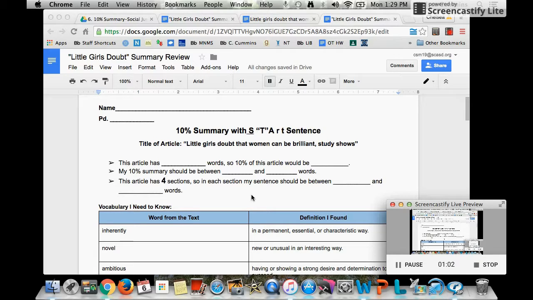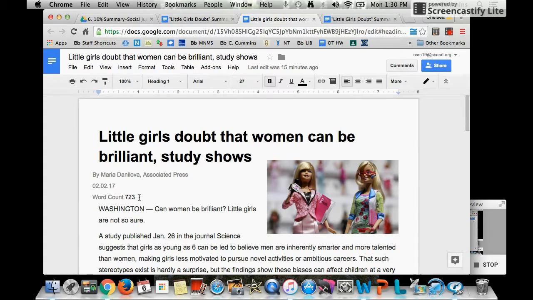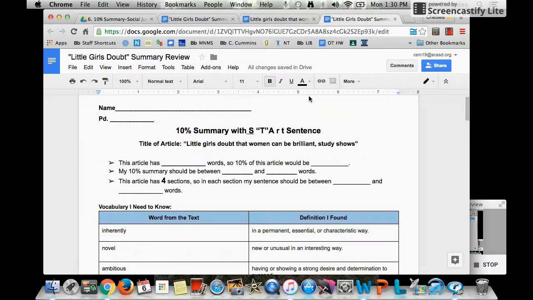It's really important for you to know this up front so that you know what you're looking for in each section, or you can break it up into sections, which I did for you in this case, but you'll have to do on your own in other cases, as well as to know how many words you can have in each section. So this first one says, this article has blank words, so 10% of this article would be. And what's really nice is that these articles give you the word count. So you can see that this article is 723 words. So when I go back over here, you're going to want to plug that in here.